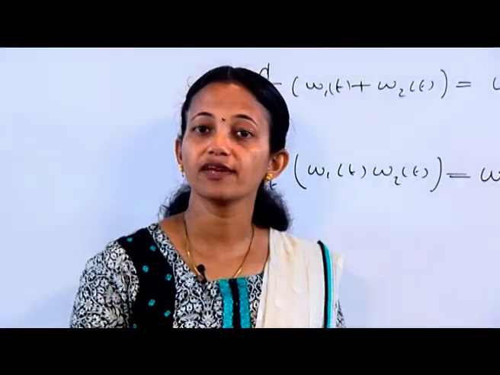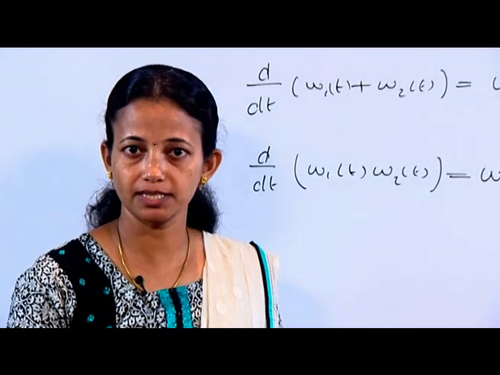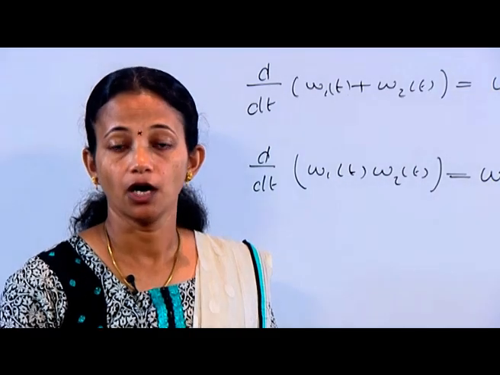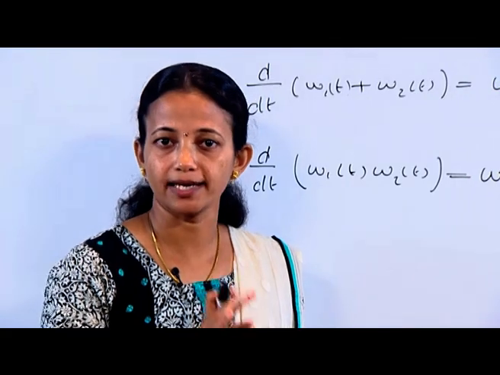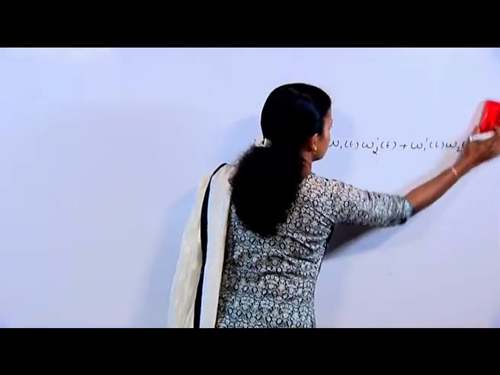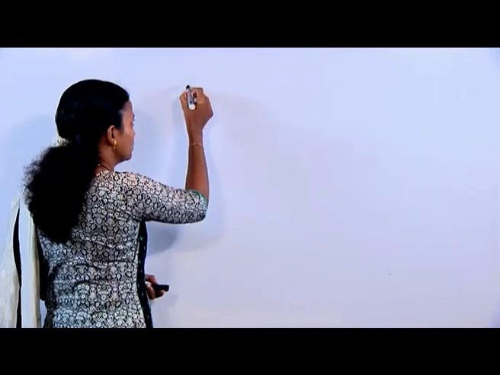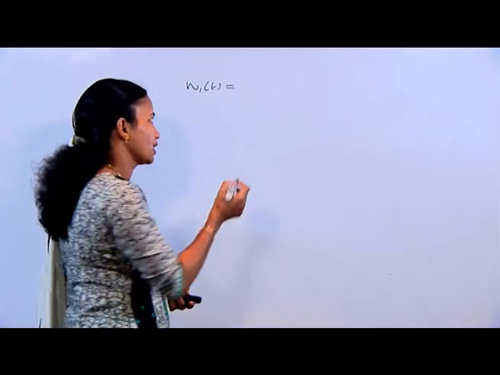The proof. Verification of the above results can be made similar to the proof of theorem 1, based on the corresponding rules for real valued functions. We prove only the product rule and leave the verification of the others to the exercises. That is, let w1 of t is equal to u1 of t plus i v1 of t.